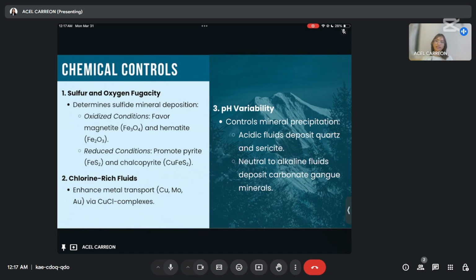The next one is the chlorine-rich fluids, which enhance metal transport. And lastly, the pH variability, which controls the mineral precipitation, where acidic fluids deposit quartz and sericite, and neutral to alkaline fluids deposit carbonate gangue minerals.